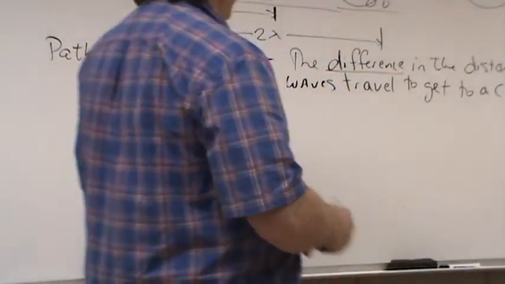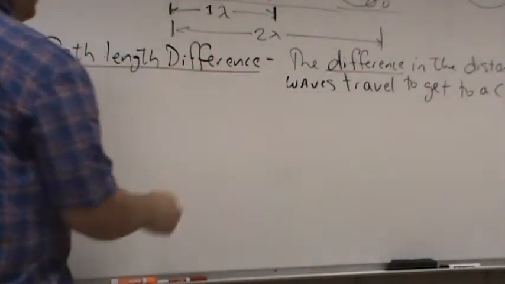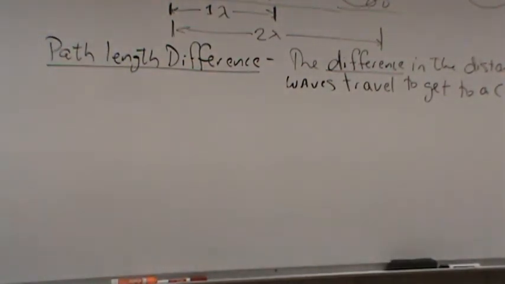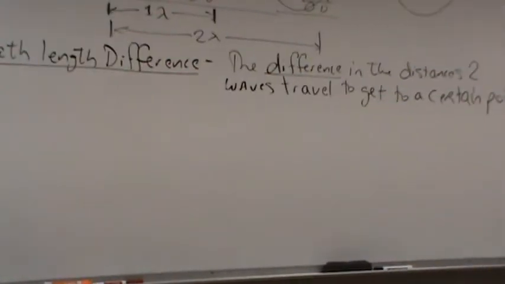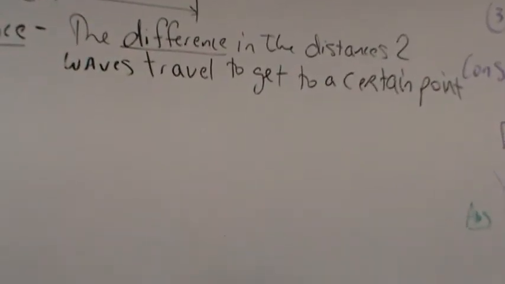Okay. Path length difference. That is the end all and be all. It's the sine qua non of understanding constructive and destructive interference. Yes, I can answer that question.